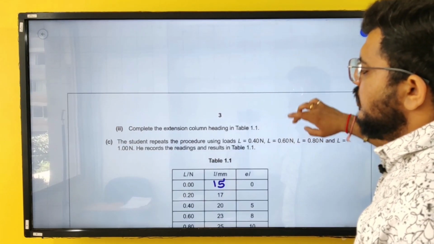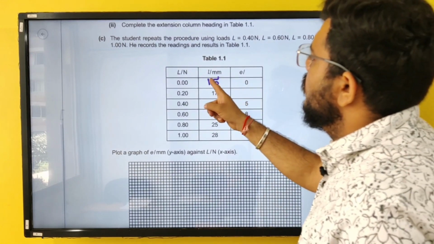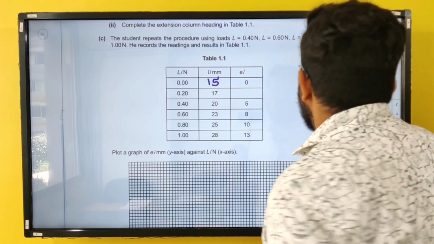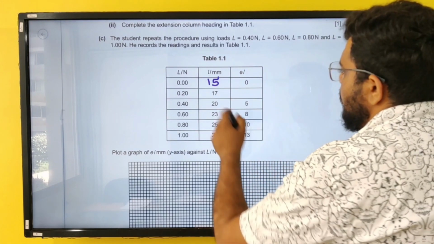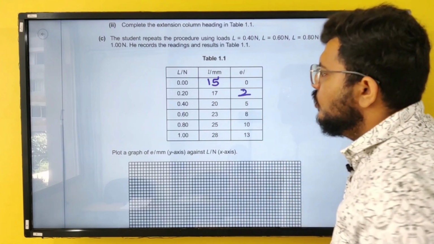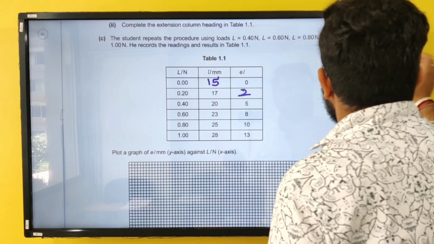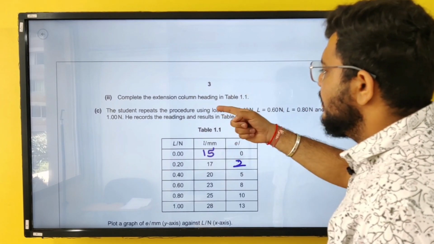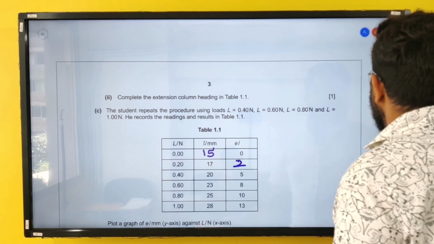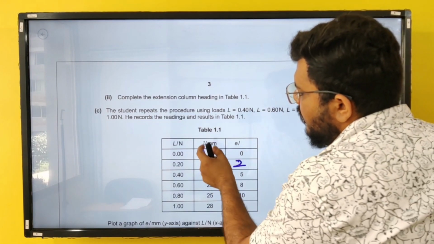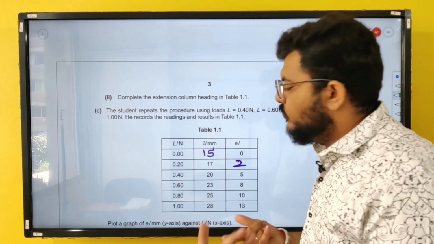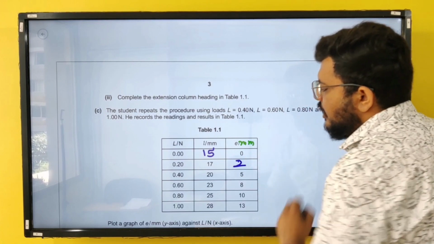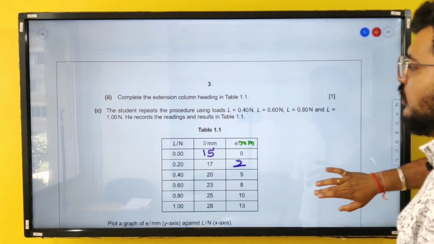Now see, the initial length of the spring is only 15, so it gets to 17. So what is the stretching? The stretching in the spring is 2 millimeter, correct? Now let's see the next question. Complete the extension column heading in table 1.1. What should you write here? If the length is in mm, then the difference will also be in mm. So I will write extension in mm. It is the unit.